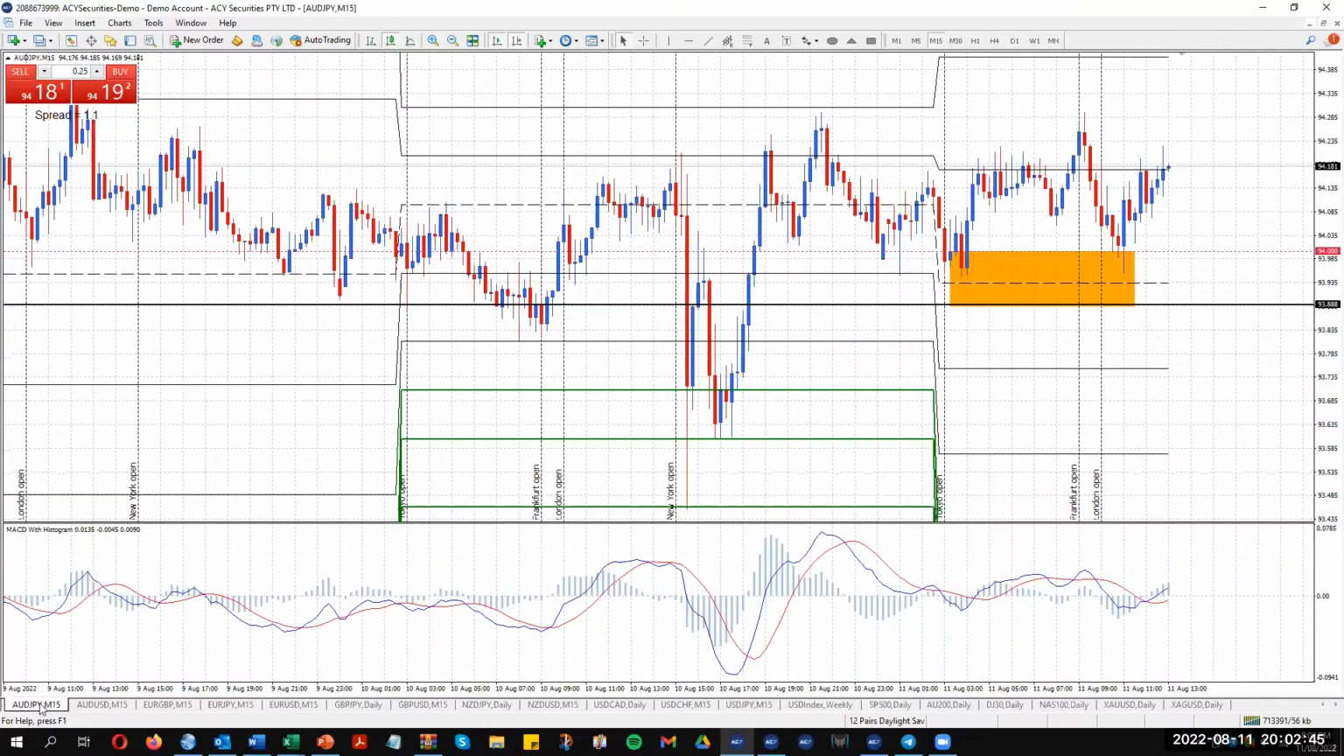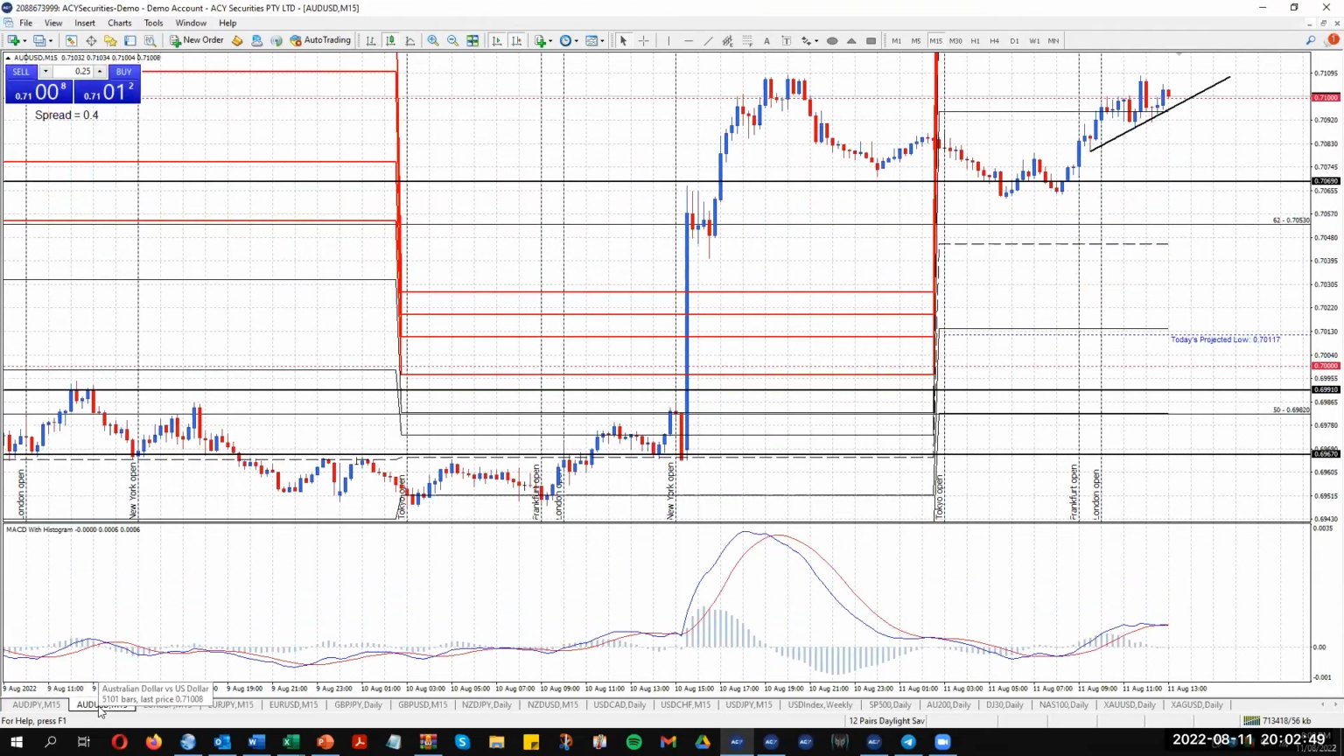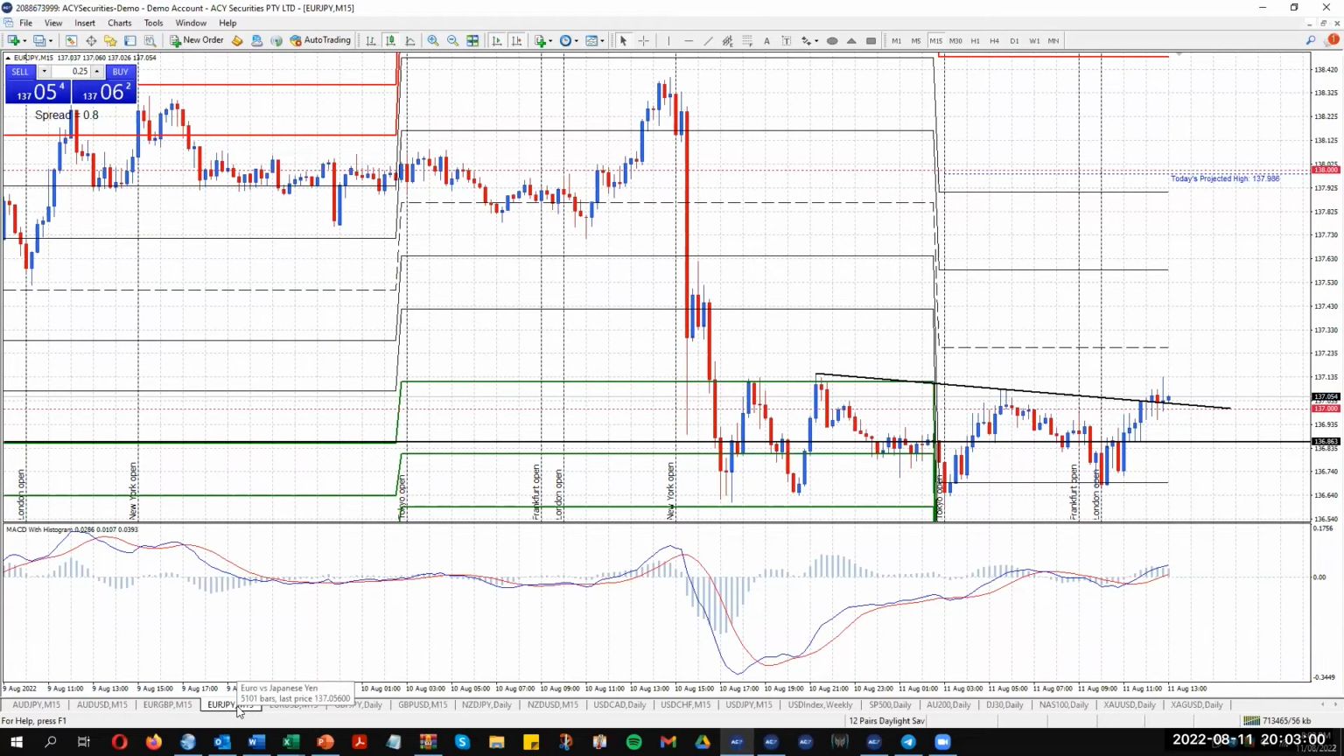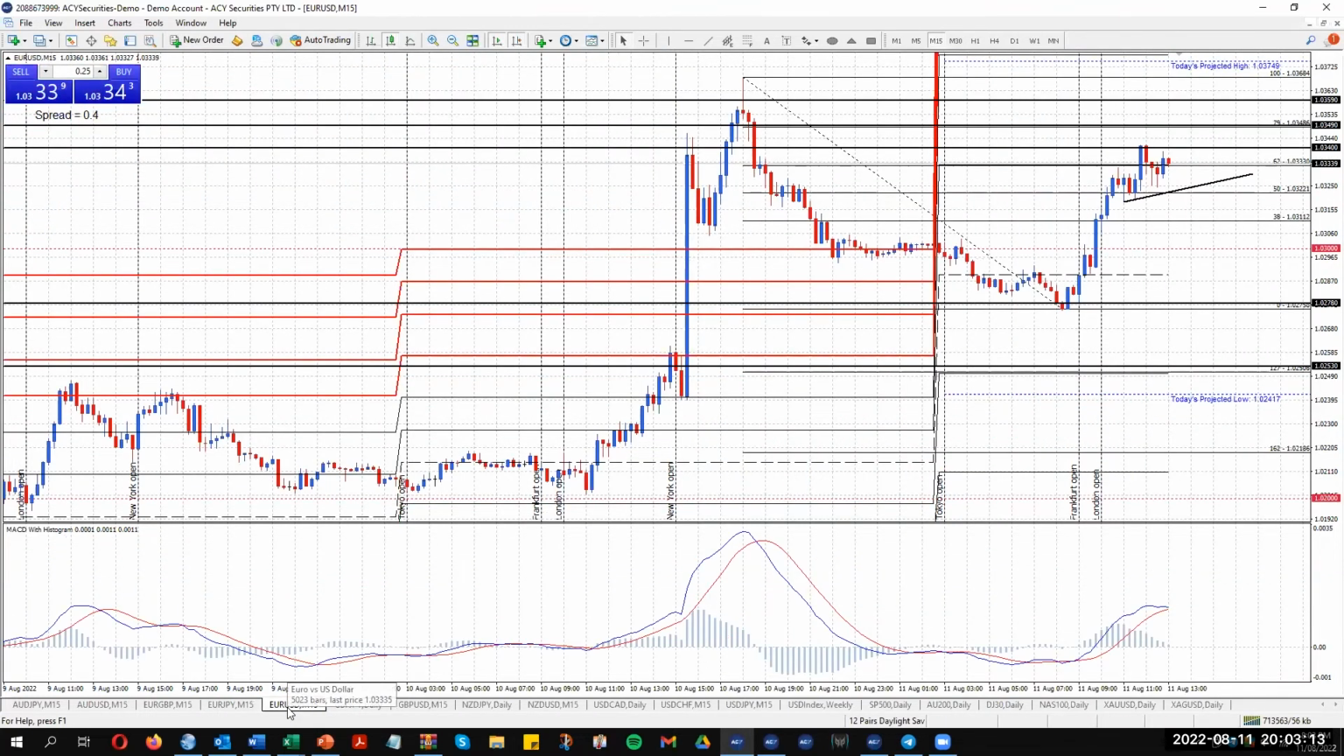So I'm just going to click through, see what's been going on. See what the Aussie's doing. Still testing the 71. Not giving it a trend line break yet, but it's obviously not moving too much from 71. Euro Yen getting back above 130, or holding above 137, giving a bit of a break of that trend line. Euro dollar, you know, it's holding at 103.40.